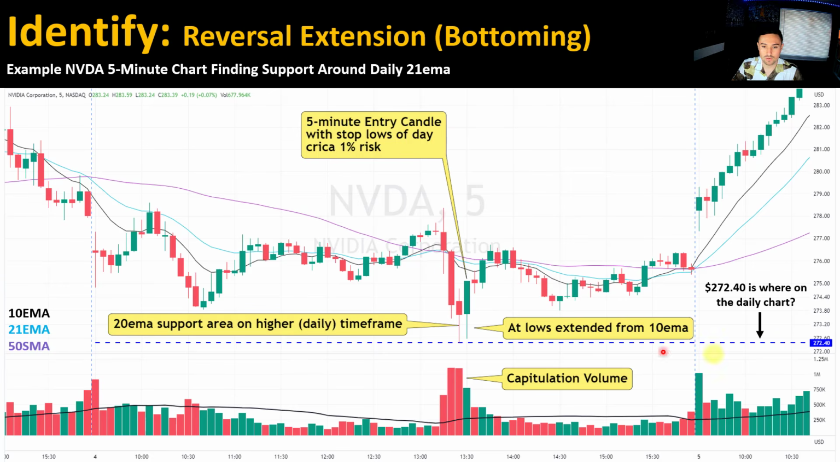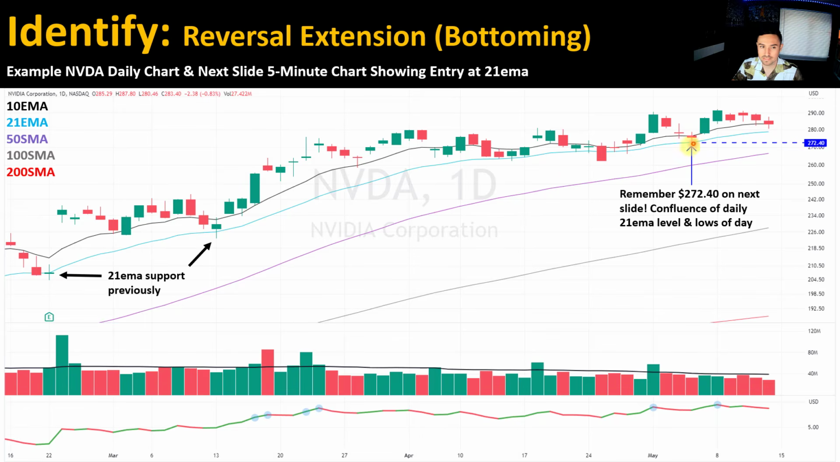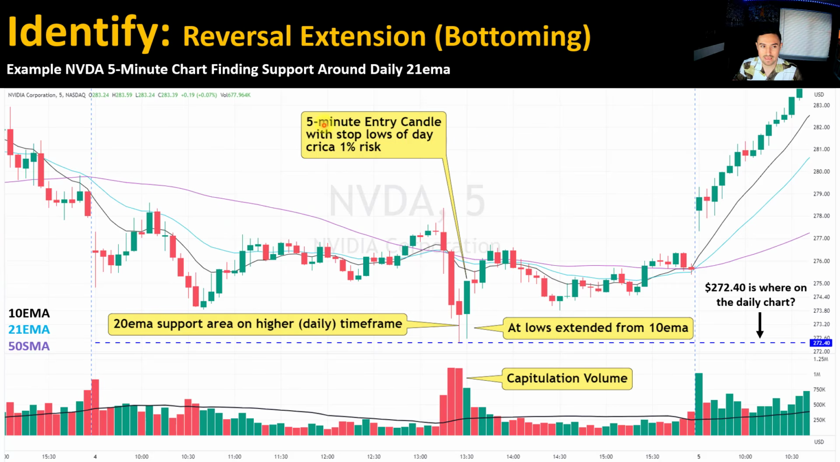Here we go. So remember this level here of $272.40 on the daily chart, okay? That was the 21 EMA where we can see NVIDIA has been finding supportive action. So here is the 5-minute chart looking at this. Now you are looking for basically a capitulation type bottom on the reversal extensions down. So we're on the 5-minute chart here and we're looking for evidence that large operators are stepping up. So what do we see? We see multiple what I call demand tails.